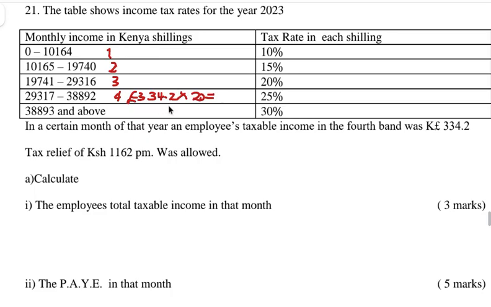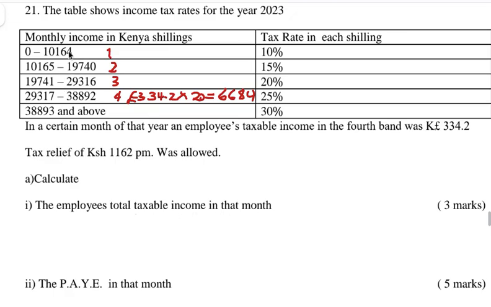So ukichukua 334.2 times 20, sawa, chukua tu calculator yako ina haraka. 334.2 times 20 itakupa ngapi? 6,684. So 6,684 Kenya shilling. So calculate the employee's total taxable income in that month.